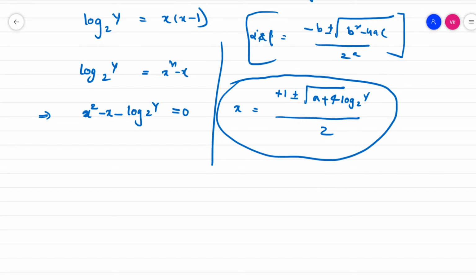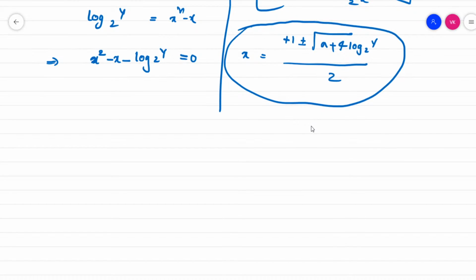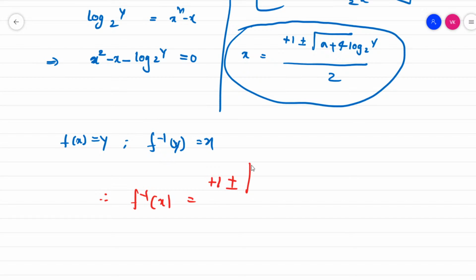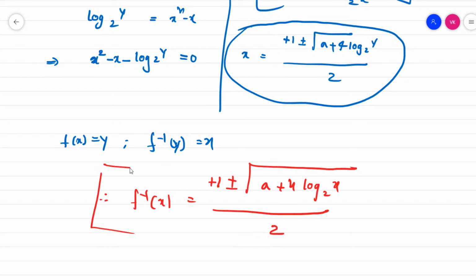Okay, this is the x value. So now we can go for the inverse function. If f of x is equal to y, then f inverse of y is equal to x. Therefore, f inverse of x is equal to 1 plus or minus square root of 1 plus 4 log x base 2, whole by 2. This is the answer. Okay, this is the answer.